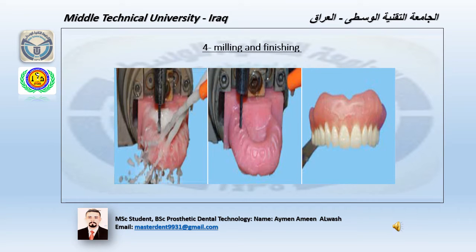Number 4, milling and finishing. After we check the complete denture inside the patient mouth, now we are ready for final milling by using pink block resin denture paste and 5-axis milling machine by using fine tools.